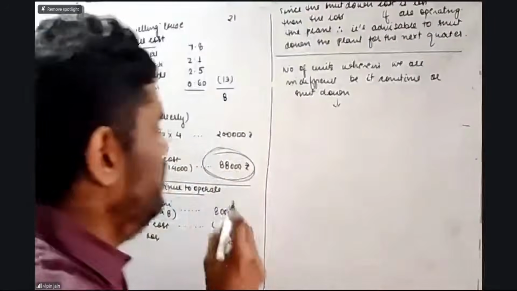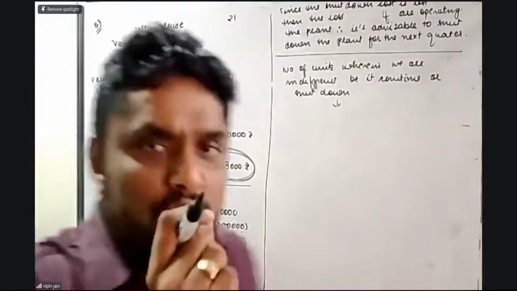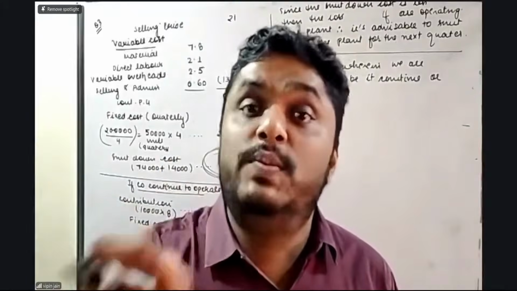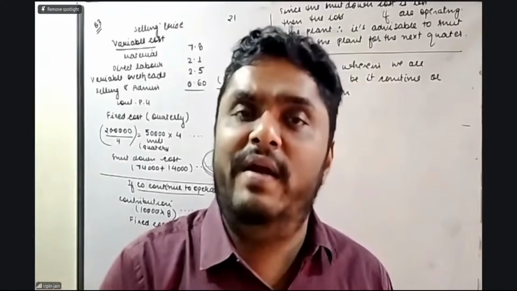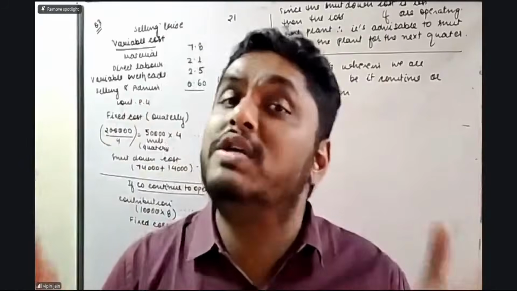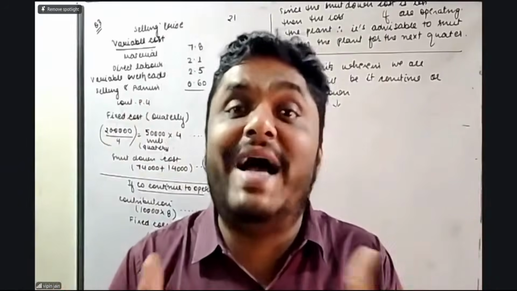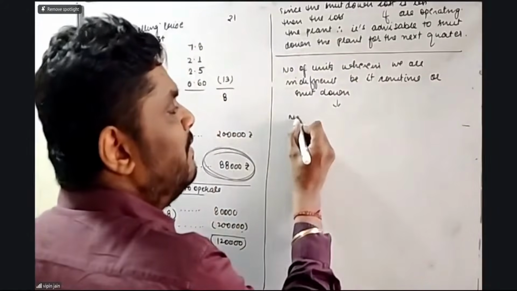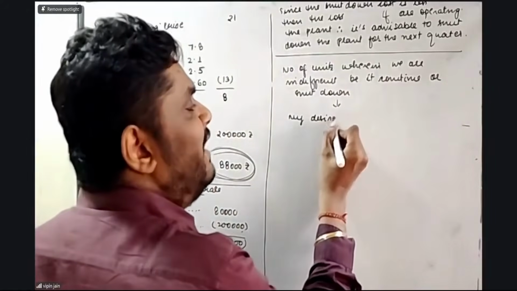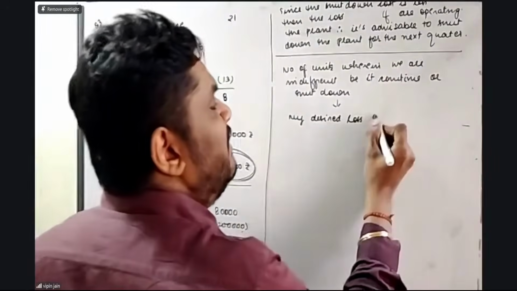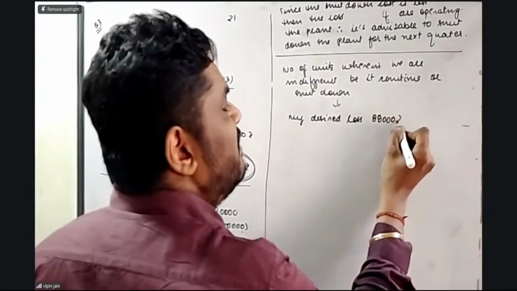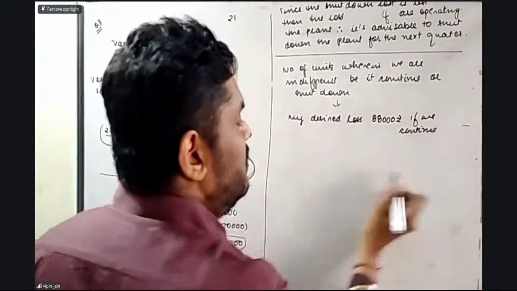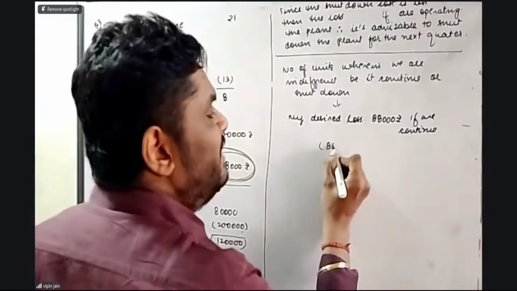Because if we discontinue, there is a loss of 88,000. So if we are continuing also, and there is a loss of 88,000, it means we are at the point where we are indifferent. Continue or discontinue, the loss is going to be the same. So in short, my desired loss is 88,000 if we continue. I'm just explaining the concept. My desired loss is how much? 88,000 rupees if we continue.